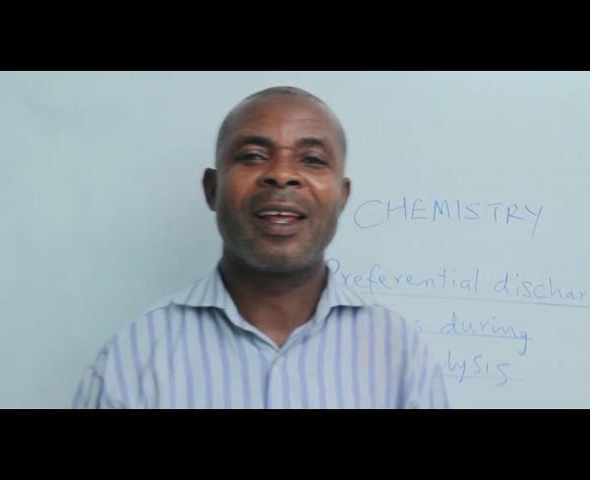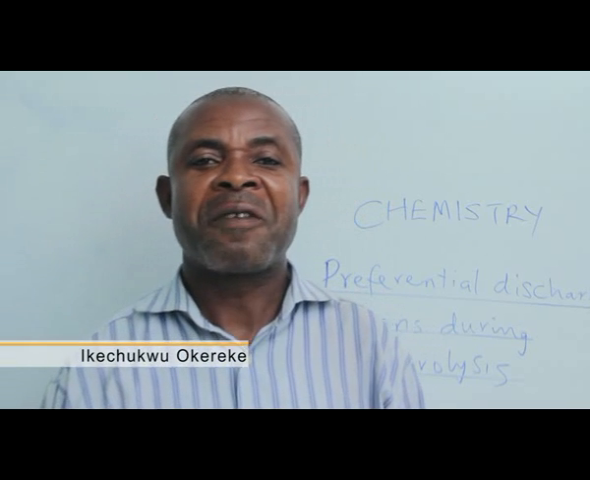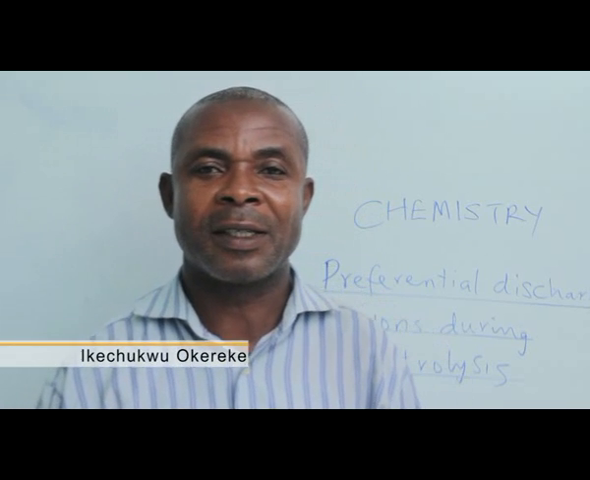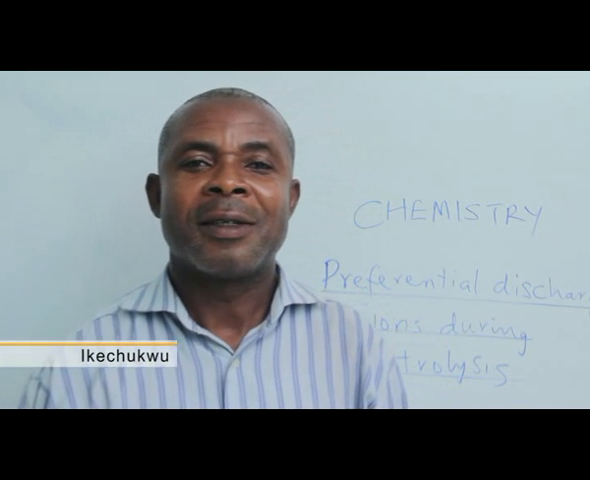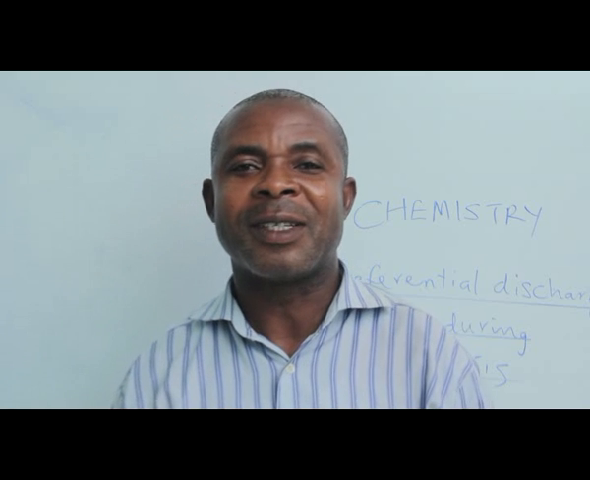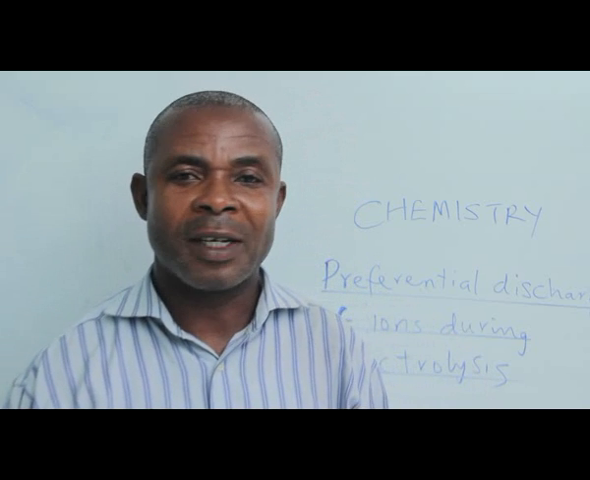The topic for today is preferential discharge of ions during electrolysis. The product formed at the electrodes depends on the nature of the electrolyte.